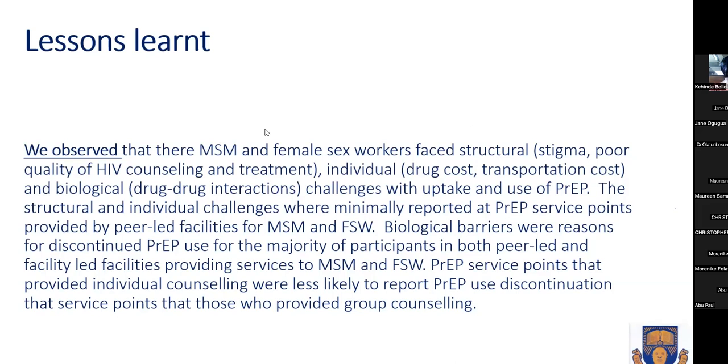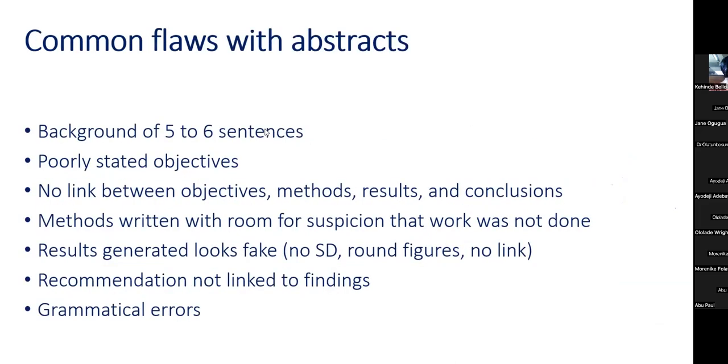So I'm very much coming to the end of my session. There are common flaws that you must avoid when you write your abstract. The commonest flaw which I see from Nigerian abstracts is that they tell you that your abstract is 350 words and the background is 150 or 350 words. Background of 5 to 6 sentences. You write an essay rather than 2 statements. Please, once again, background is just 2 statements. Another flaw that I find is poorly stated objectives.